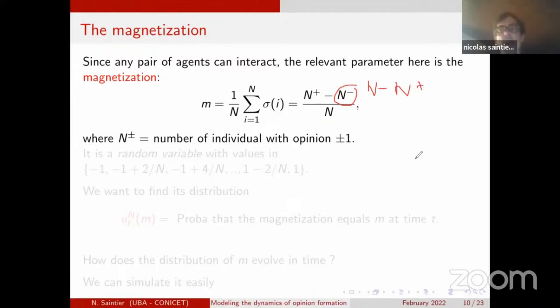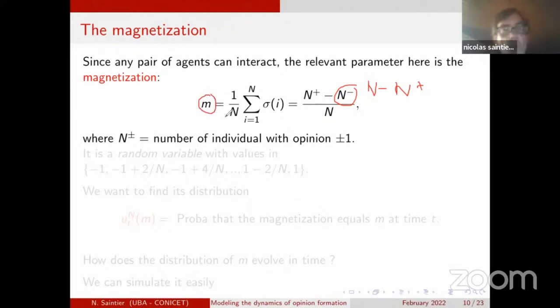So if someone tells me the value of M, the magnetization, then I know the number at this moment of individuals thinking plus one. And obviously, then I know also the number of individuals thinking minus one, right? So that's it. I know the state of my population. Now I would like very much to get some information about the evolution in time of this quantity, the magnetization.